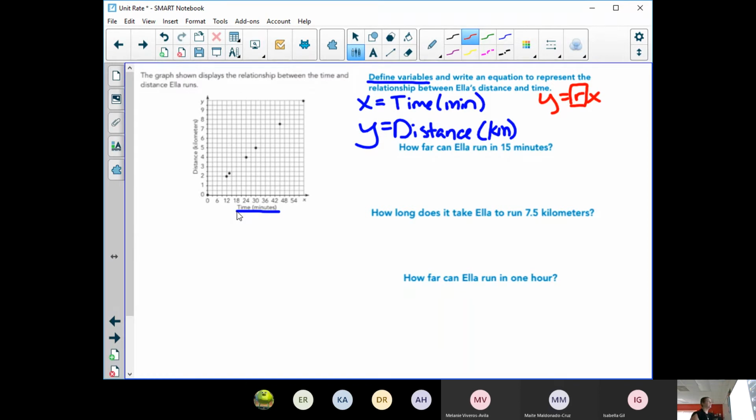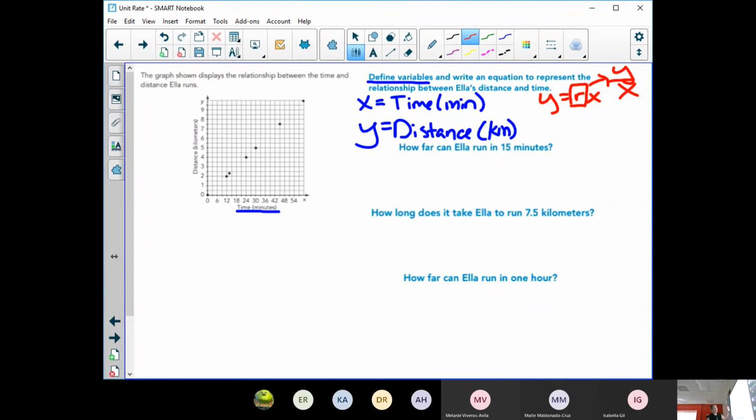How do we find what R is equal to? What do we do? Nobody? Okay, so remember, R, we do y divided by x.